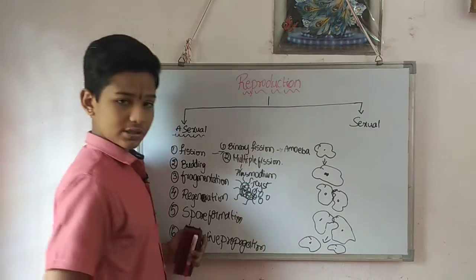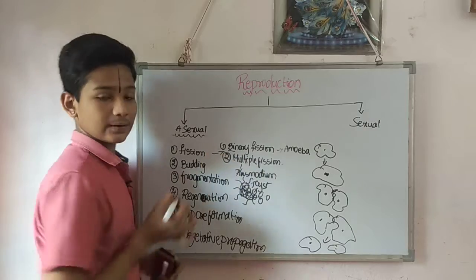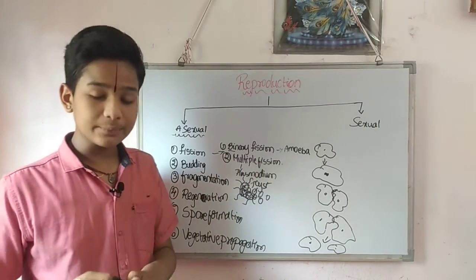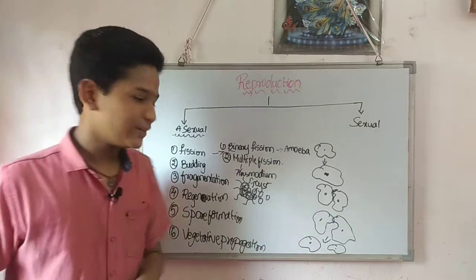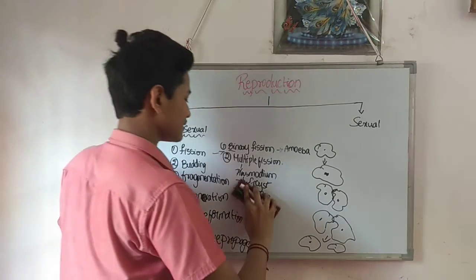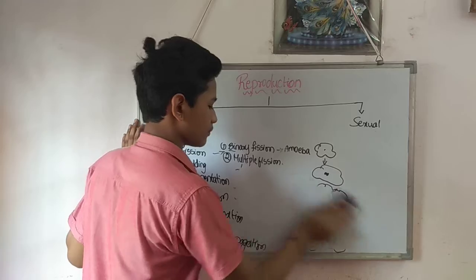See, this is many, so multiple. Here there are only two daughter cells, so it is binary. Bi means two, multiple means many. Like that you can keep it in your mind. Okay, next one is budding.